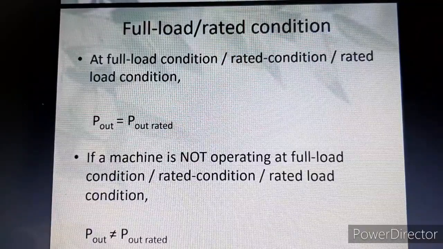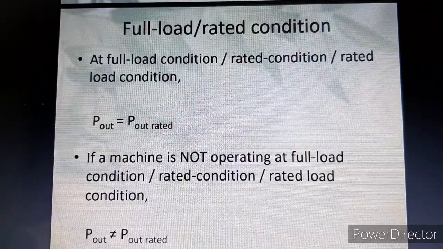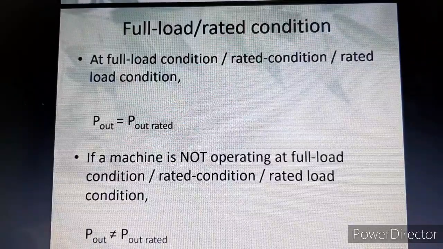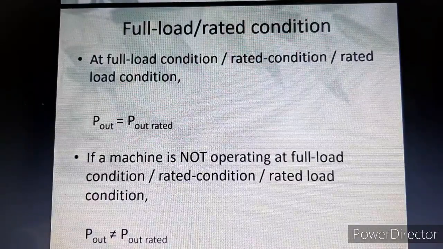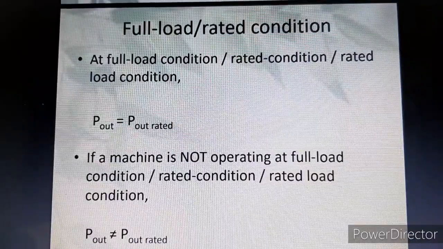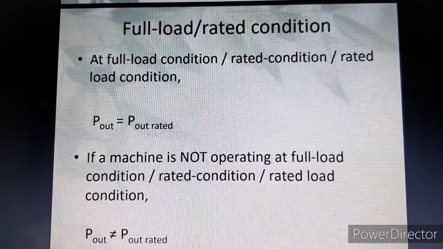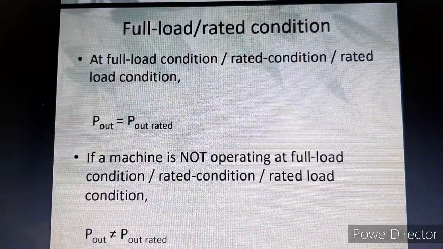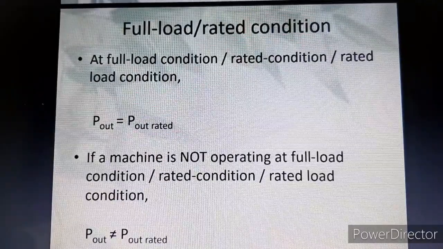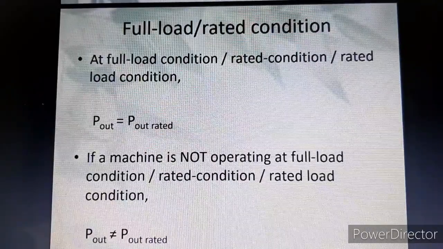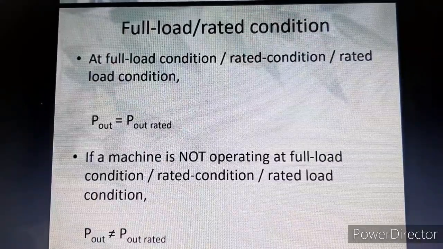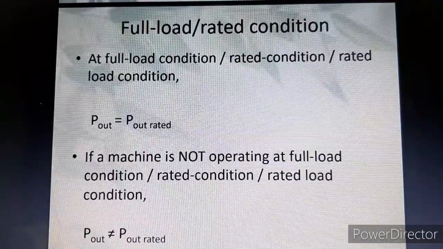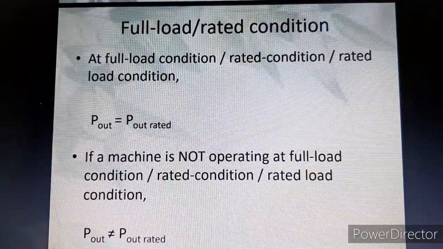In the second part of the induction motor chapter, second video, I'll continue with the next slide that explains full load or rated condition. I'm sure I've explained this term to you during the second chapter, transformer, because in transformer we also have full load and rated condition. So it's the same thing. At full load condition, or rated load condition, P out equals P out rated.